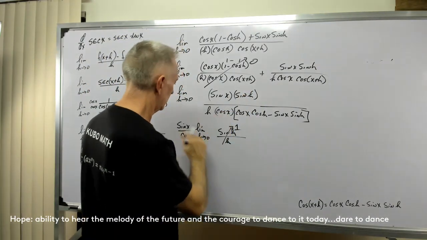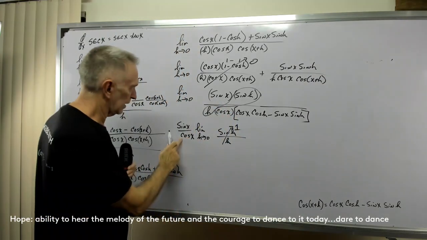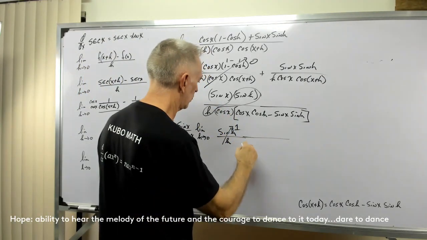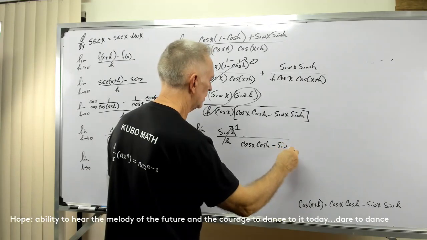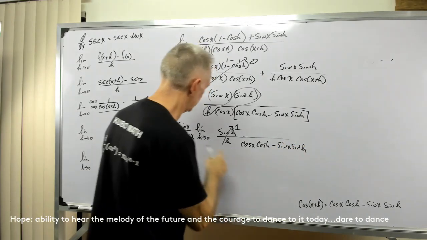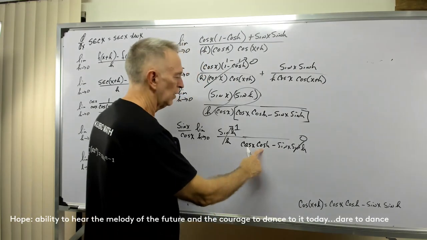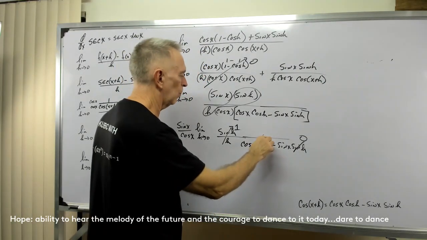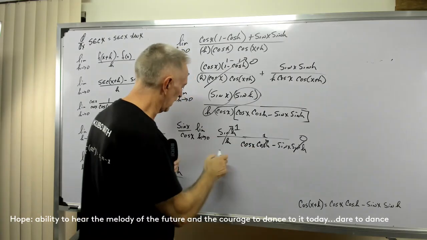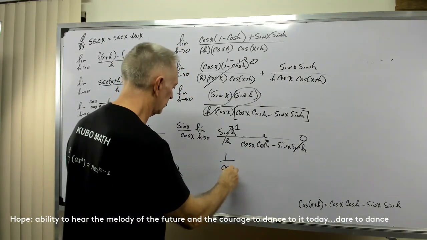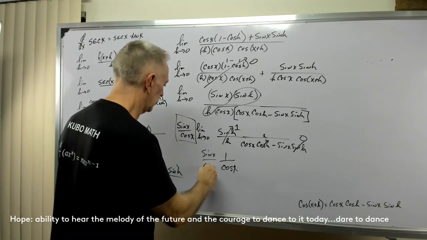That h and this, that just became 1. Sine x cosine x is out here. So I still have this over cosine x cosine h minus sine x sine h. Okay, as I take the limit as h approaches 0, sine of 0 is 0, so that's gone. Cosine h becomes 1. So 1 times 1 over cosine x is what I end up with here, 1 over cosine x. And that's times the sine x over cosine x.